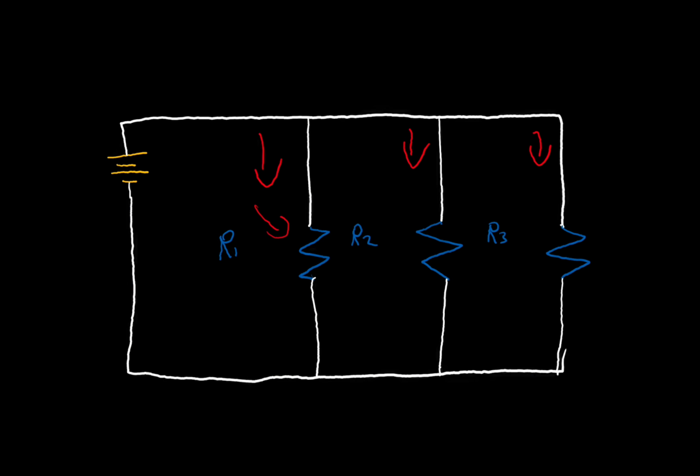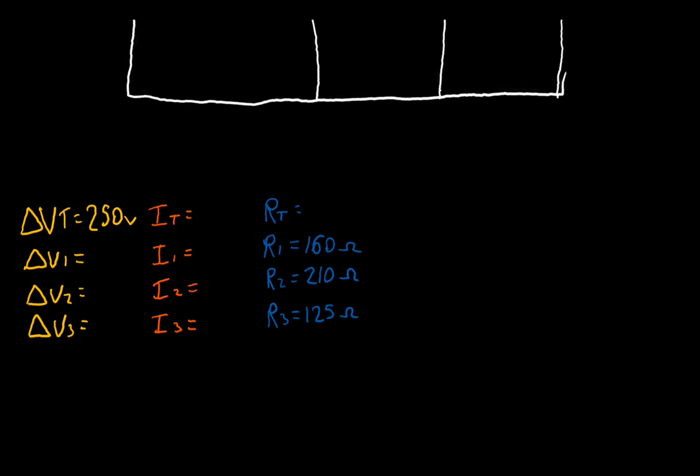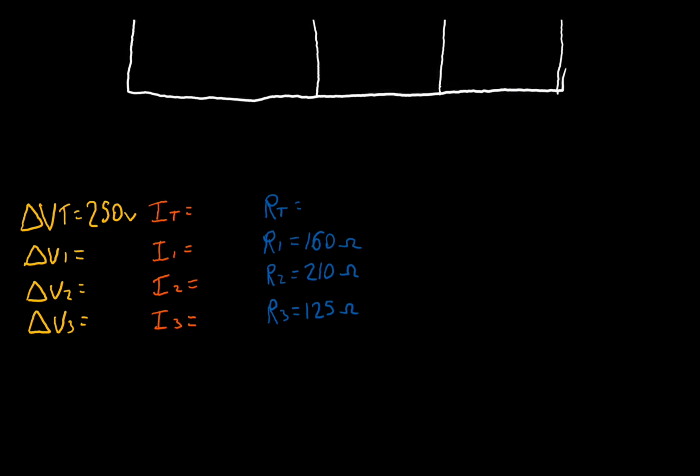Now let's get into solving a parallel circuit. For our given values, let's say that the total voltage of the battery is 250 volts. The first resistor, R1, has a resistance of 160 ohms, R2 has a resistance of 210 ohms, and R3 has a resistance of 125 ohms. For our formulas, there is of course Ohm's law, in which the voltage equals the current multiplied by the resistance.